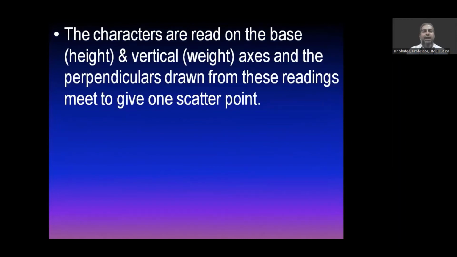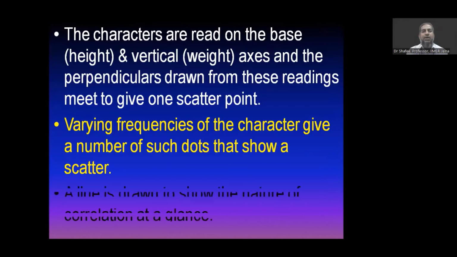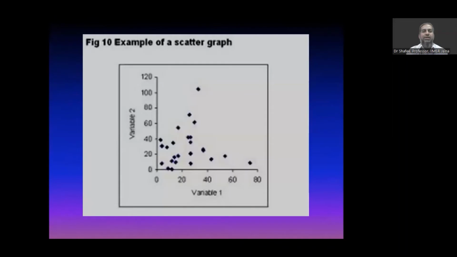The characteristics are read on the base, that is the height on the x-axis and the vertical weight on the y-axis, and the perpendiculars drawn from these readings give one scatter point. The direction of the line will show you the correlation between the two variables. Varying frequencies of the character give a number of such dots that show a scatter. A line is drawn to show the nature of correlation at a glance. So this is a typical example of this scatter graph.